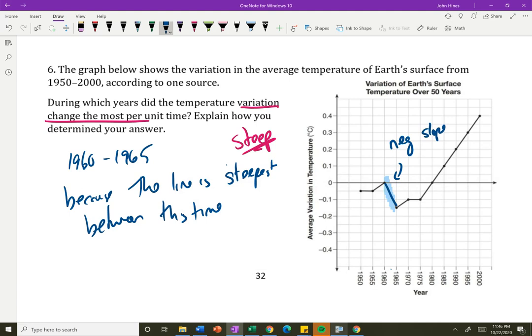So again, this wraps up our little mini lesson segment on average rate of change: change in y over the change in x. Go get them, folks.